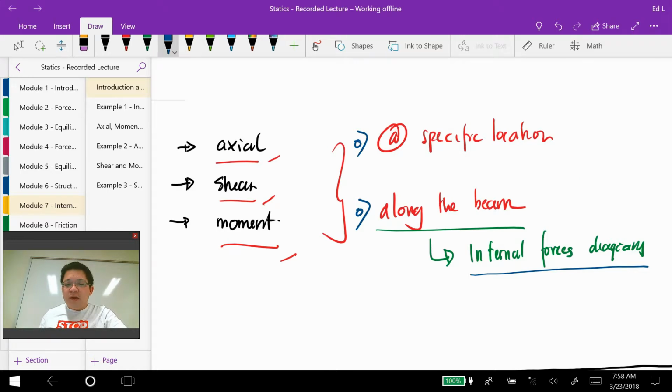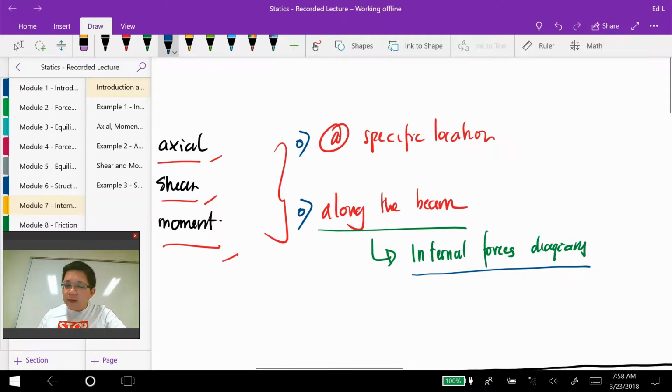The main objective in calculating these internal forces is that we would like to find what the maximum internal forces are and where they are located. This information will be very helpful in designing beams, which most of you will learn in a more advanced class, such as deformable body or mechanics of materials class.